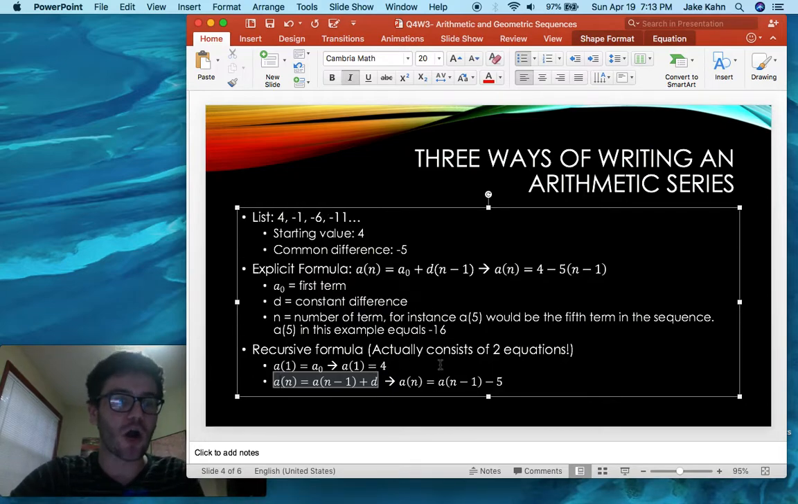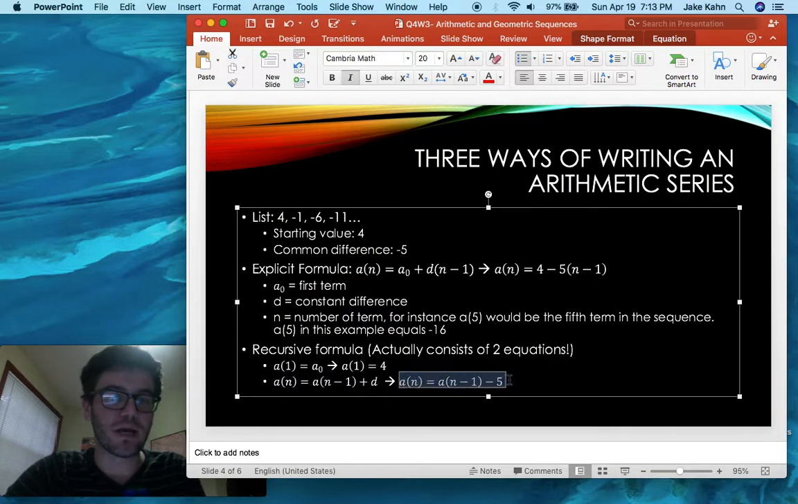But we would write it for our series of numbers here at the top, 4, -1, -6, -11. We would write that equation as a of n is equal to a of n minus 1 minus 5. All you have to plug in is that d value for your constant difference.